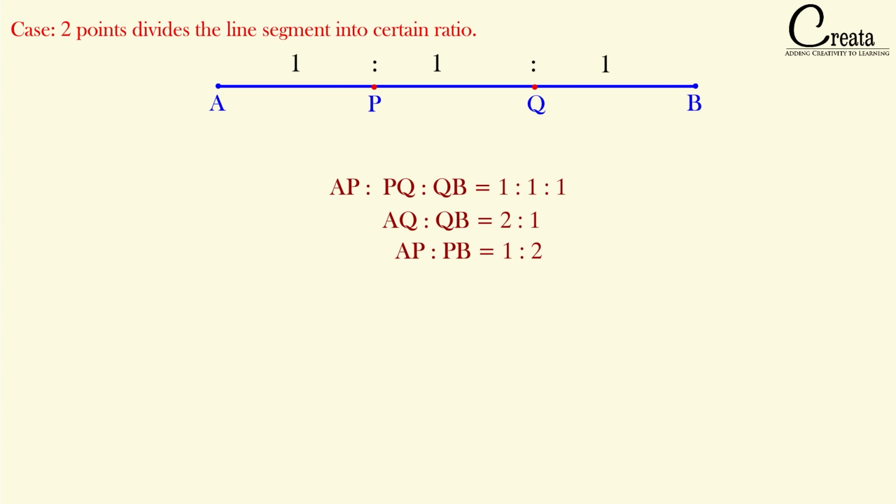We can also take the line segment AQ and we can dissolve the part QB. We can say AP to QB is 1:1 and we can apply the section formula. Similarly, we can take the line segment PB, dissolve the AP and say PQ to QB is 1:1 and apply the section formula. So these are the basic types of questions that are generally asked in the section formula.